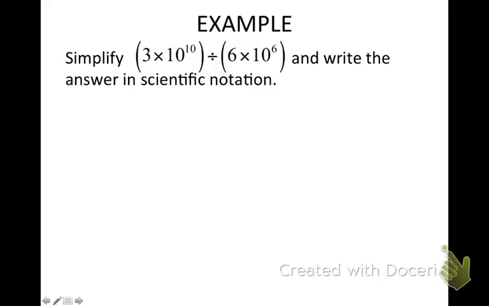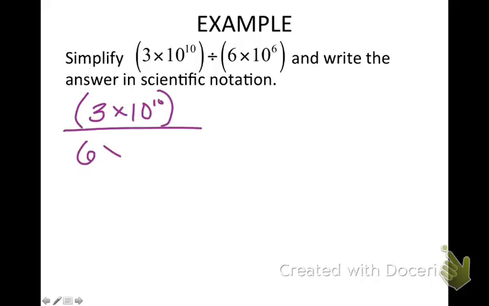So now we've got the scientific number 3 times 10 to the 10th being divided by, so I'm going to put it over a fraction, 6 times 10 to the 6th power. So I guess I really need my parentheses there. Is that a times or an x? Well, it's times. Scientific notation uses the x for a times.